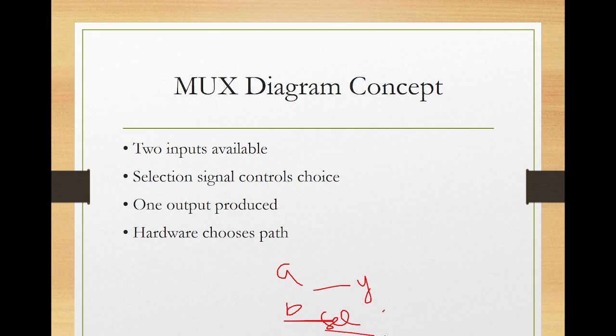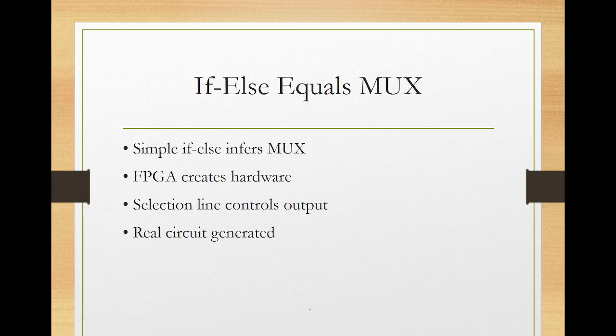If SEL equals 1, output becomes A. If SEL equals 0, output becomes B. Sound familiar? Exactly, that's your if-else statement. Look carefully. Verilog: if SEL, Y equals A, else Y equals B. Hardware makes the same behavior, same decision, different representation. This is important. Most HDL students realize something huge. If statements become hardware, not instructions, hardware.